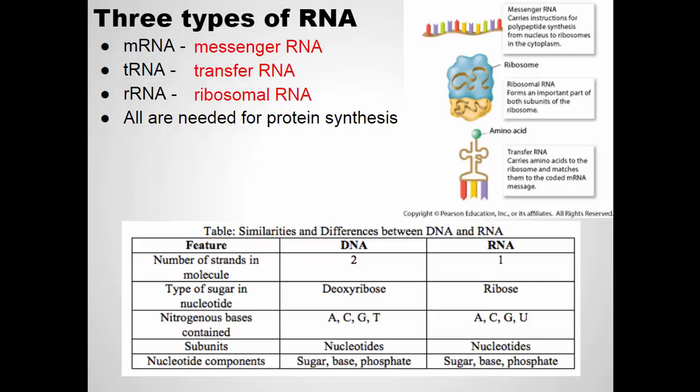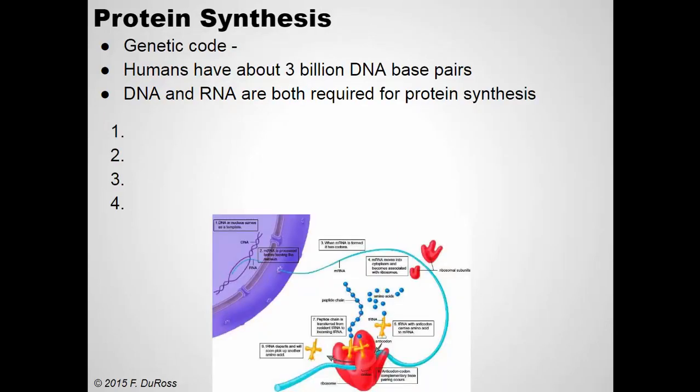So the DNA has the instructions to build these proteins, but these types of RNA are needed to make that actually happen. So let's talk about how this actually takes place, and I'll tell you about the role of each of those types of RNA in protein synthesis. Our genetic code is our sequence of bases in our DNA. We have about 3 billion bases that make up our genetic code. So obviously that's a lot.